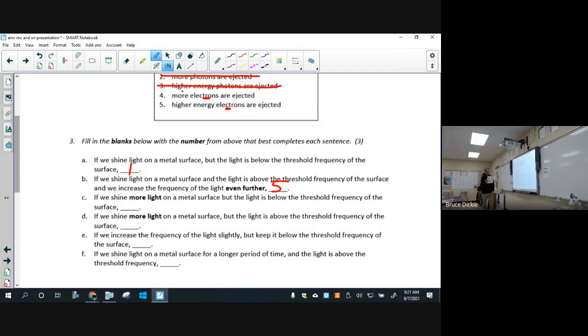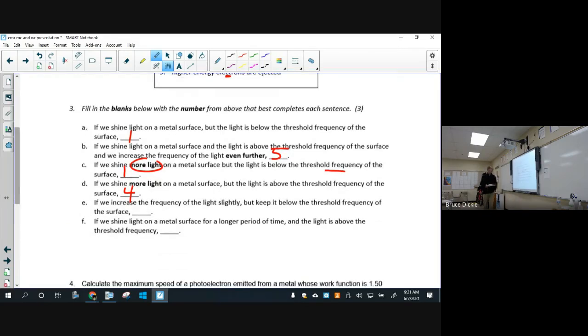Watch that. See, if we shine more light, of course, means more photons. More photons, but the light is below the threshold frequency. It doesn't make any difference. Below the threshold frequency, no electrons will be ejected, no matter what. If we shine more light, more photons, and the light is above the threshold frequency, what's going to happen? While we're above the threshold frequency, we're going to get more electrons ejected. If we increase the frequency slightly, but keep it below the threshold frequency, then nothing is going to happen ever. And finally, if we shine light for a longer period of time, that's more photons. More photons means more electrons ejected. So the answer for that one is 5.